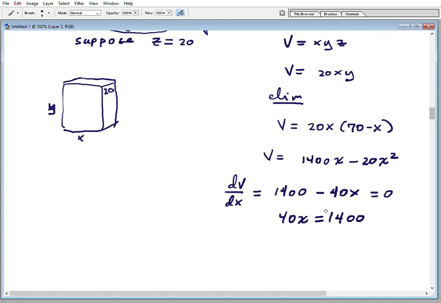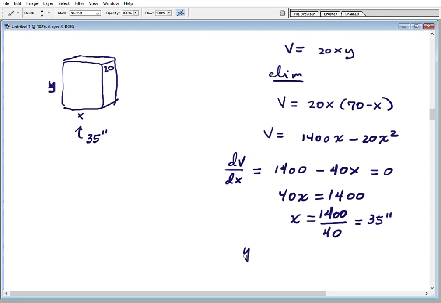Okay, so here's what we have. So just divide, and that tells us what one dimension should be. 1,400 divided by 40, so 35 inches. So x should be 35 inches. So that's what we should look for: a suitcase that's 35 inches, and y, we have y is 70 minus x. So y should also be 35 inches.